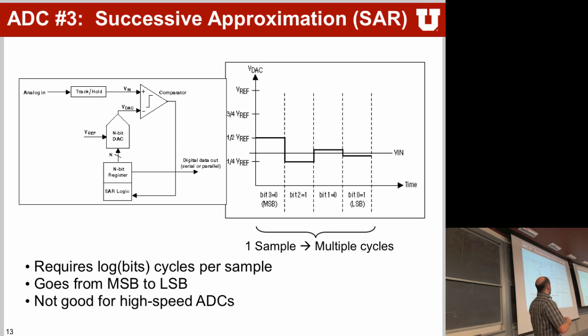The problem with SARs is that they are fairly slow, right? Because now you have to have a clock rate, and depending on the clock rate, you get a different amount of accuracy. But you need to have this clock and actually go and search for your voltage. So it's not the fastest, but they're reasonably cheap to make.